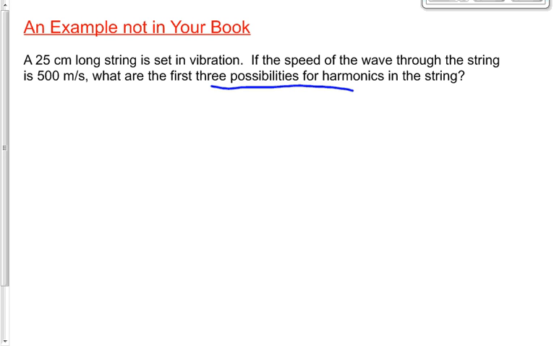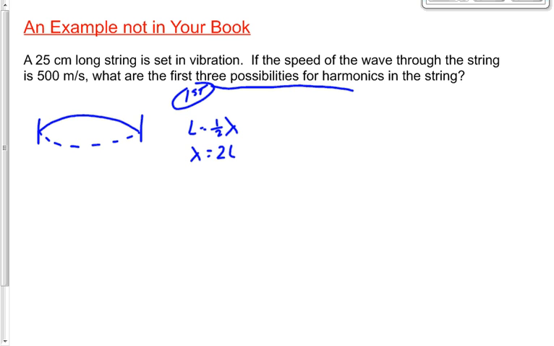Let's draw it out. Here's the first harmonic. Let's not worry about the second and third one right now, let's just worry about the first one. The length of this is 1/2 of the lambda, the wavelength, and lambda is therefore equal to 2 times L. We know that frequency is V over lambda, but lambda is 2L. So the frequency of the first harmonic that I would hear would be the speed of the wave, 500 meters per second, divided by 2 times the length of the string.